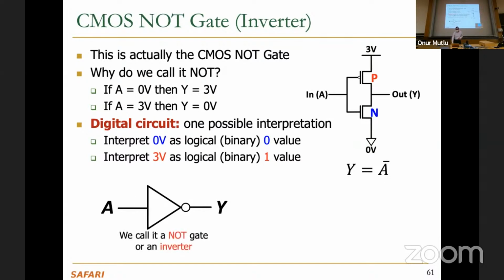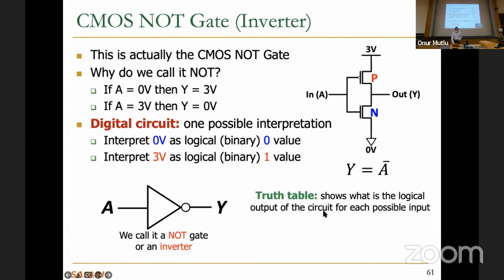Okay, I already said this. We call it a NOT gate or an inverter. And every logic gate has a truth table, which shows what is the logical output of the circuit or gate for each possible input. You learned about truth tables? Okay, so who doesn't know about truth tables? I'm curious. Okay, everybody knows about truth tables. That's good. So this is one of the simplest truth tables you can get, right?